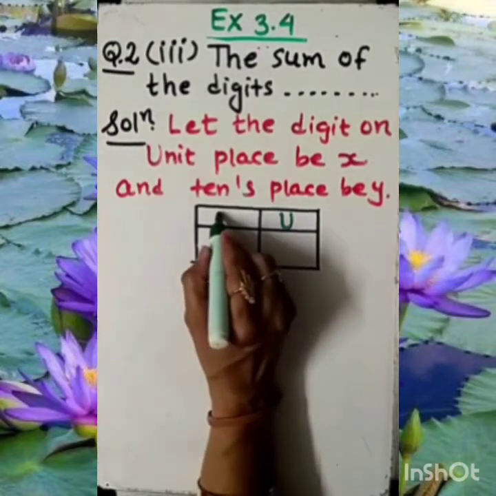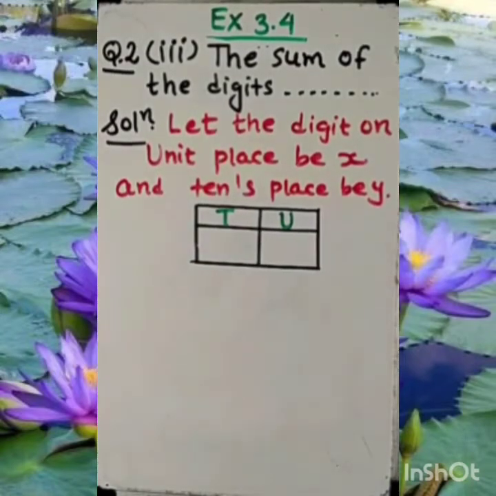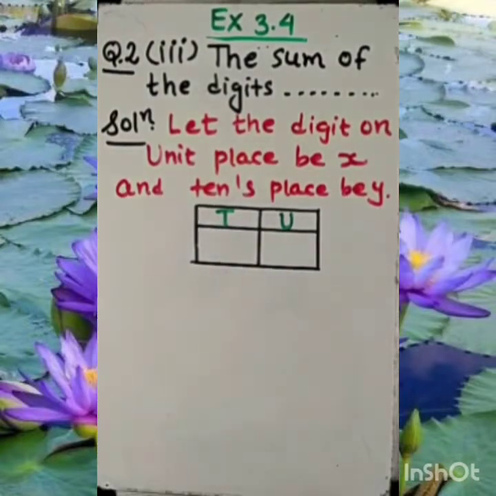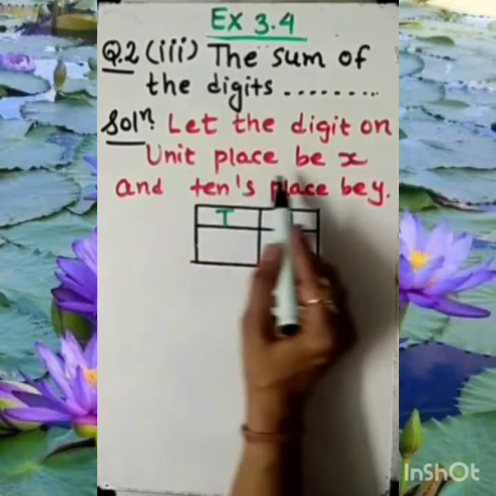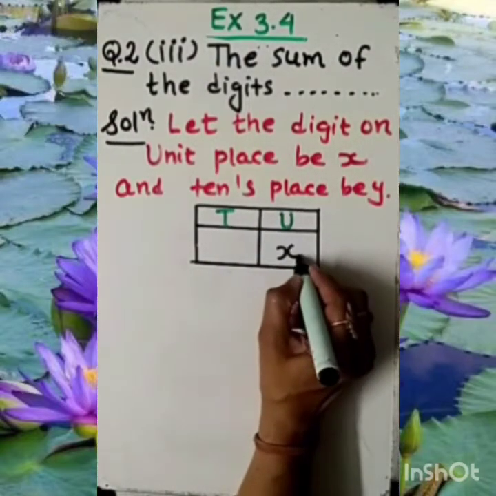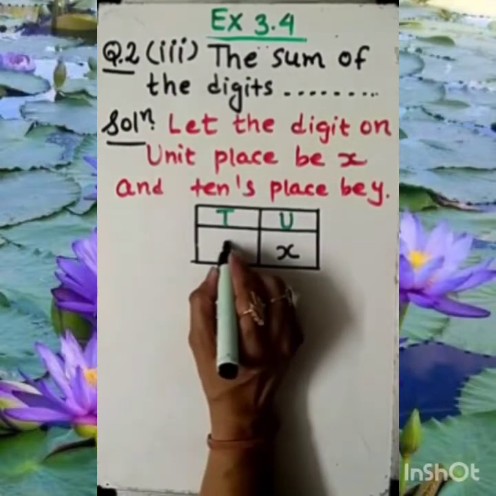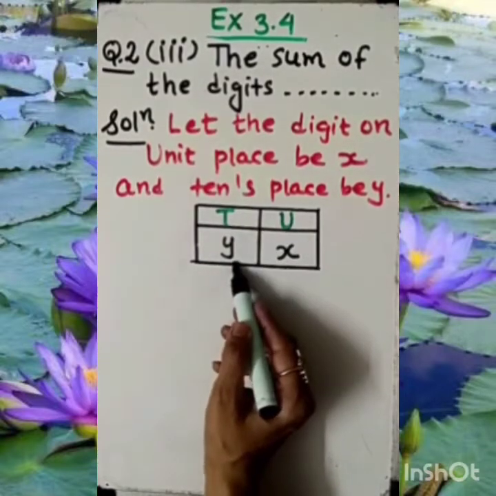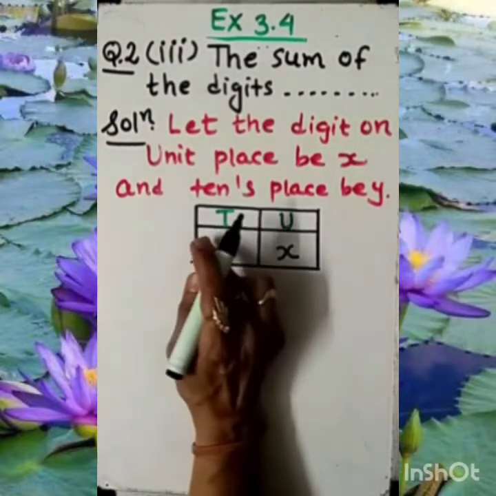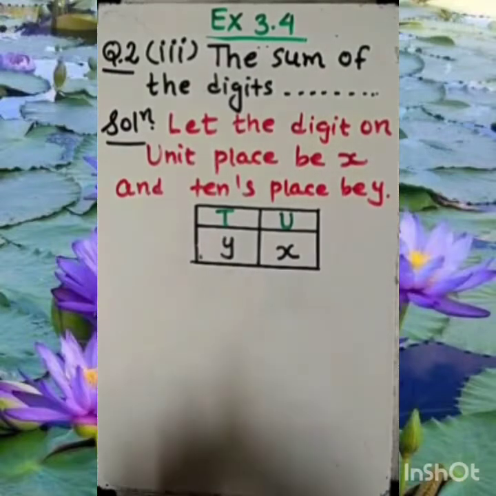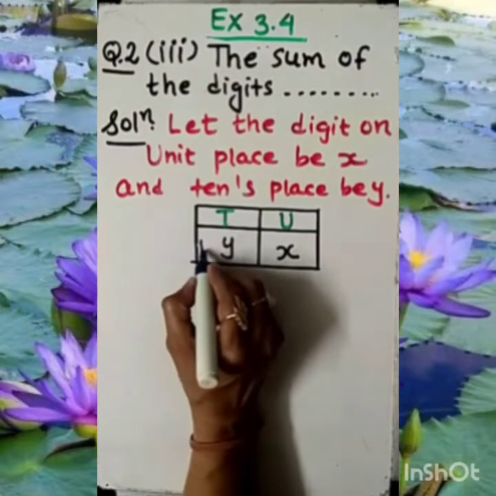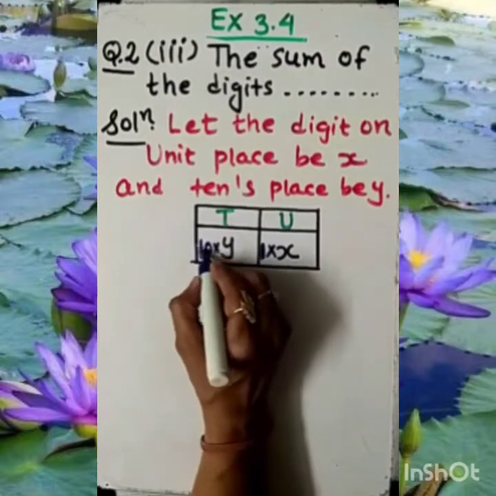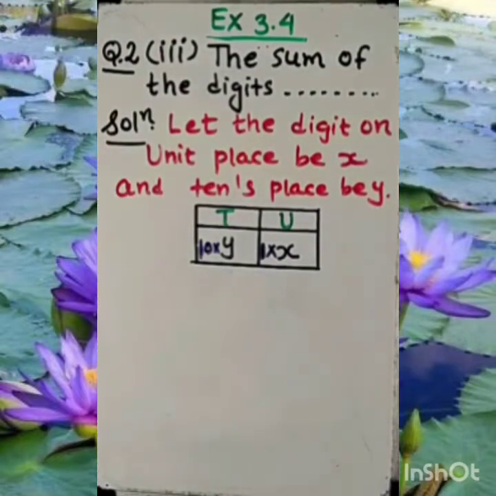And here it is tens place. For that I am writing T. Now which number are we choosing for each? Here I have clearly mentioned unit place be x, so this is x, and the tens place be y. So this is y. And we know that the tens place digit must be multiplied by 10, so we mention here 10. Tens place digit must be multiplied by 10 and ones place digit must be multiplied by 1. Here it is 10 and this is 1. Simple.